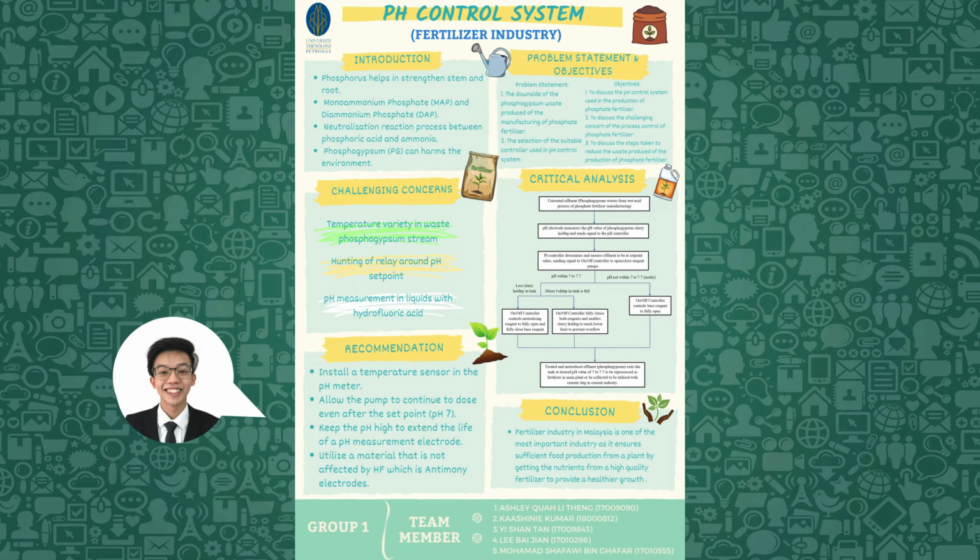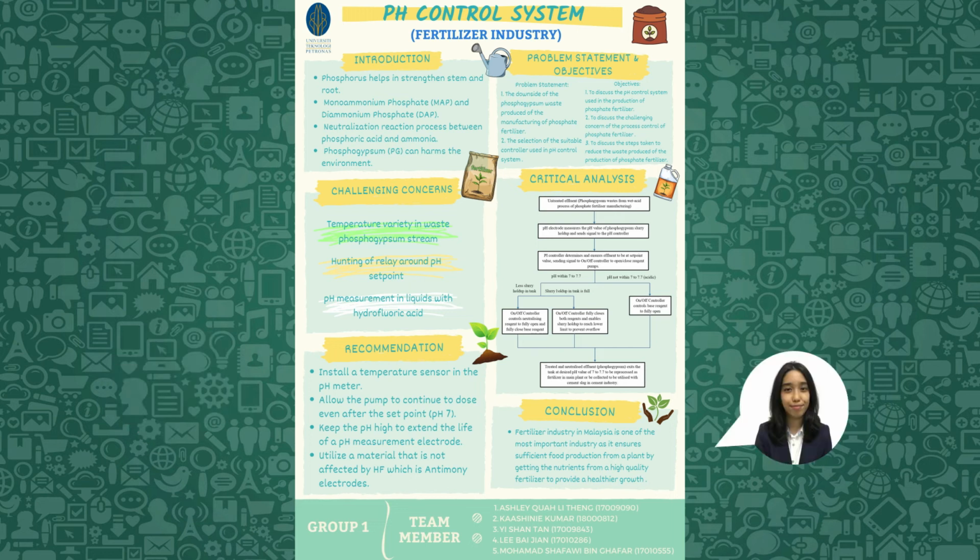Apart from that, keeping the pH high is one of the solutions that can solve the third challenging concern. This method will extend the life of the pH measurement electrode. This is because nearly all of the fluoride ion is present as non-corrosive free fluoride when the pH is high enough. In addition, utilizing a material that is not affected by hydrofluoric acid, which is antimony electrodes, is another solution to solve the third challenging concern. This method is good and cost-effective.